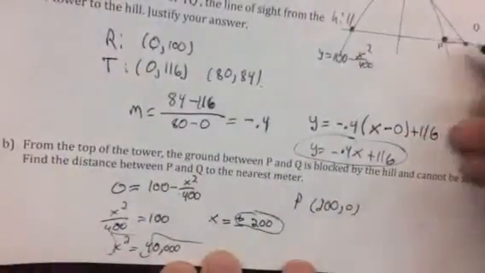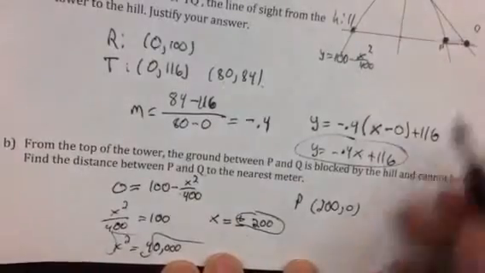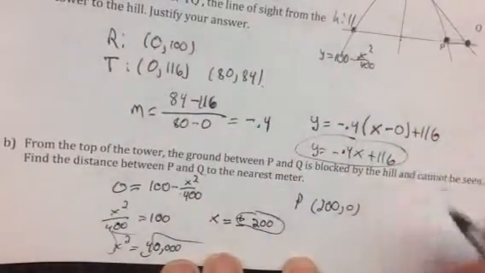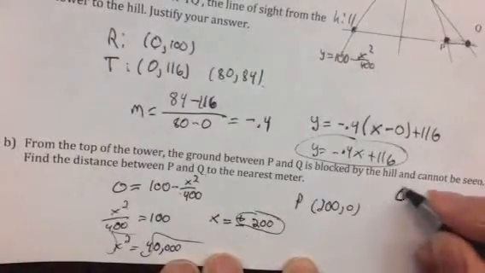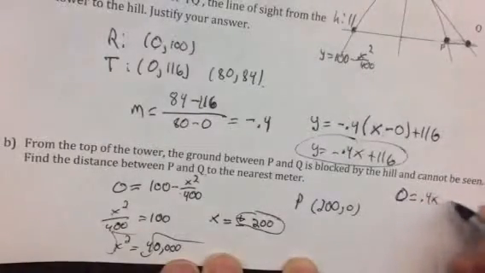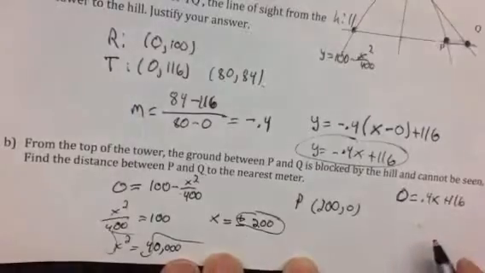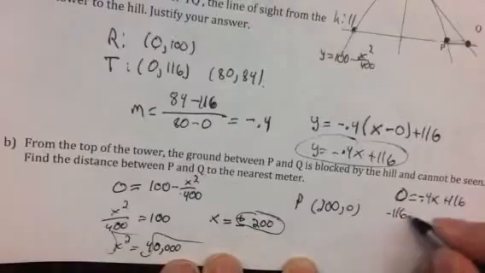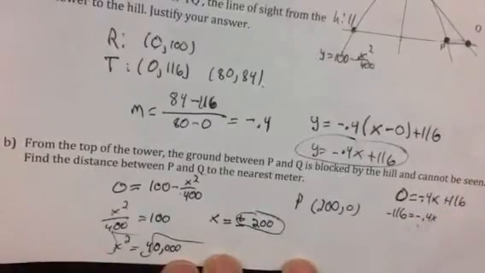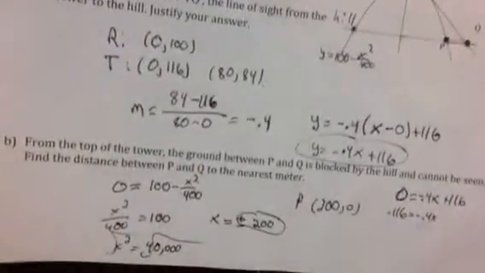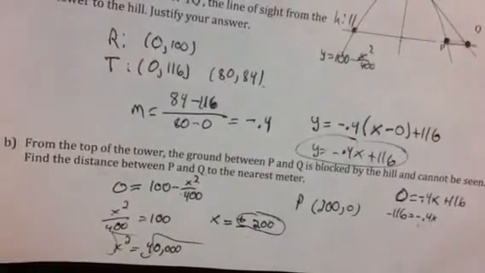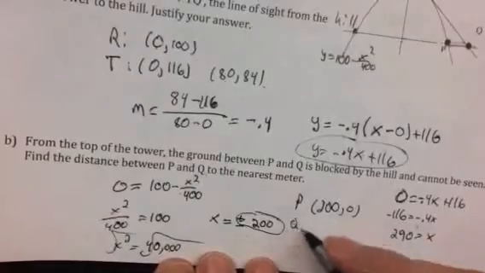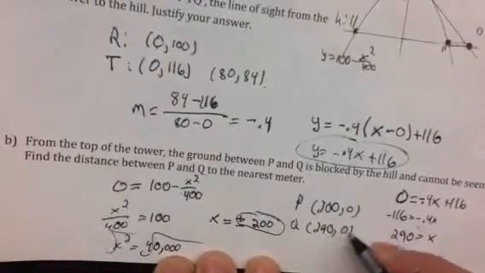And we also need to find Q. We're going to use a similar thing. We have this equation of this tangent line. We want to know where the tangent line hits 0. And so we set our tangent line equal to 0. We want to know where that y value is 0. And this is just a linear equation. I'm going to move the 116 over to the other side and divide by 0.4. I'm going to use a calculator. And that is 290. And so Q is 290, comma 0.